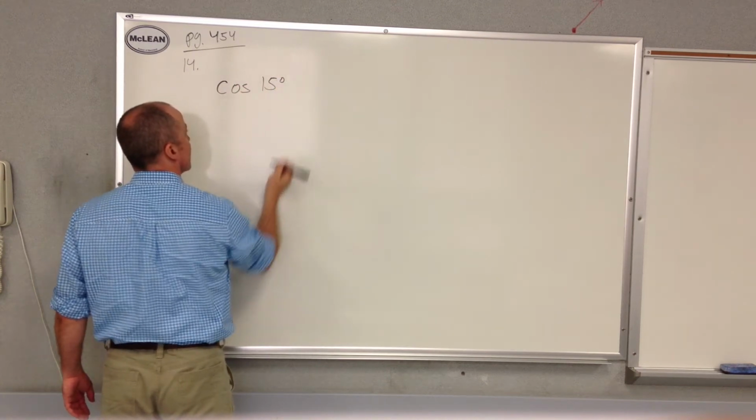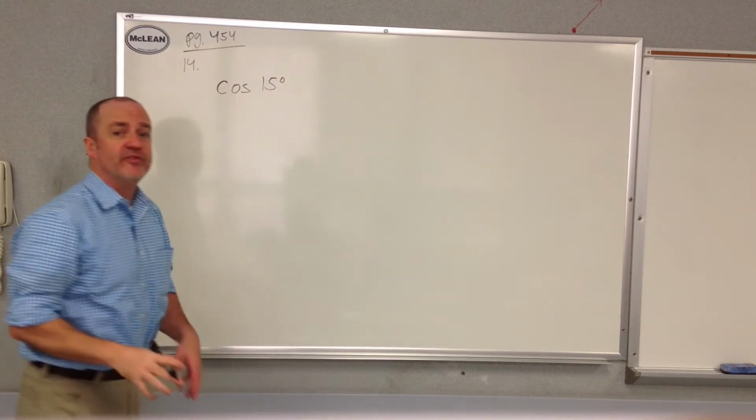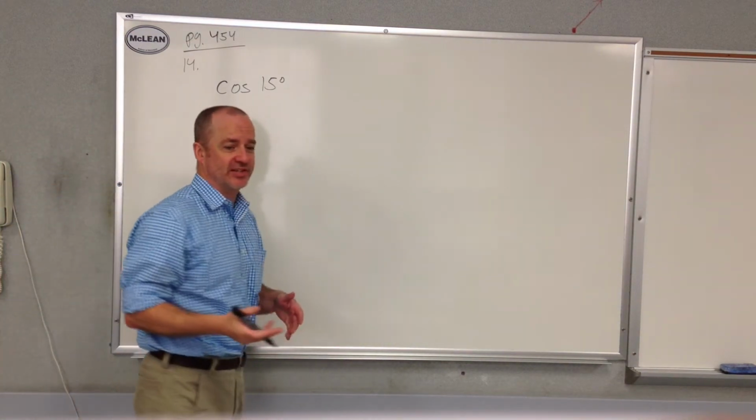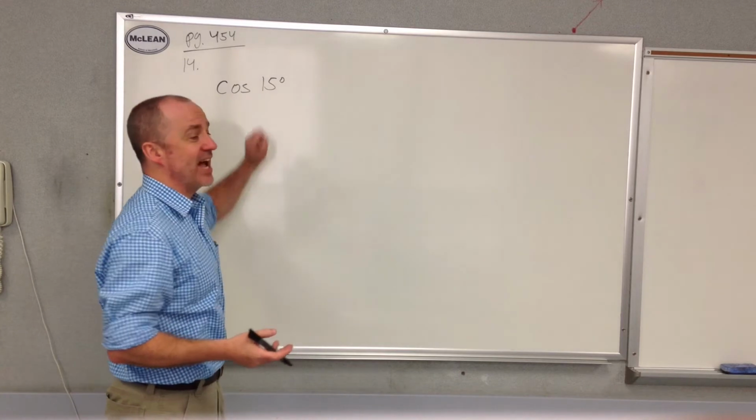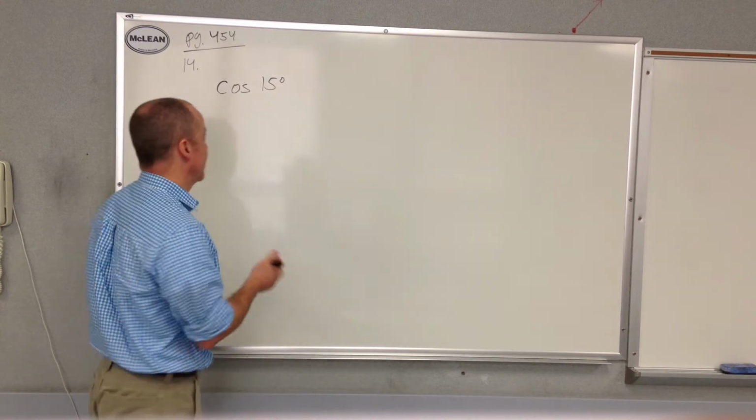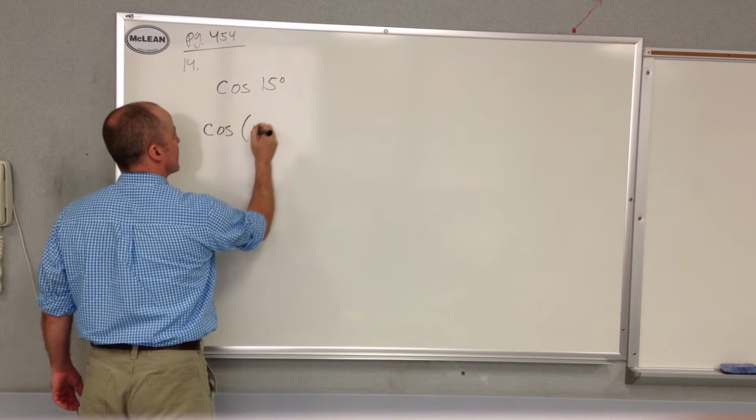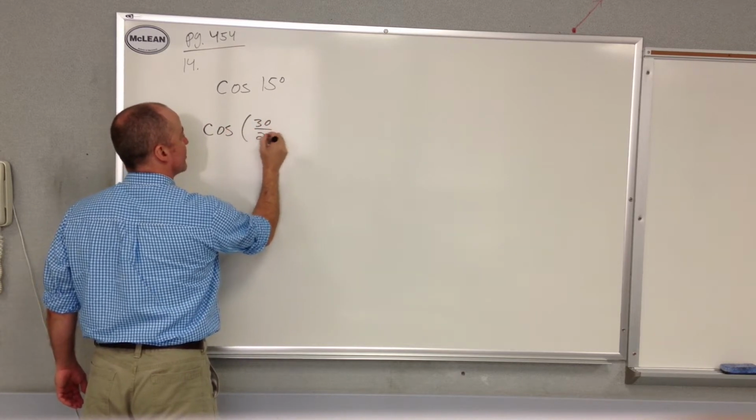It starts with cosine 15 degrees. 15 is half of what angle? I did this one. Excellent. We did it in class yesterday. 15 is half of what angle? 30. Excellent. So what we're really looking at is the cosine of 30 over 2 degrees.